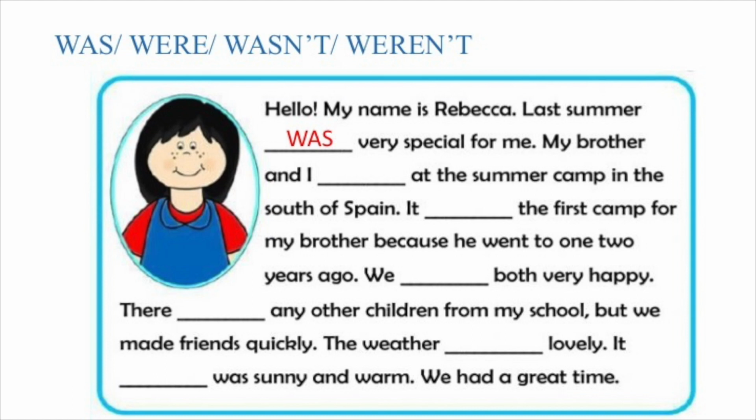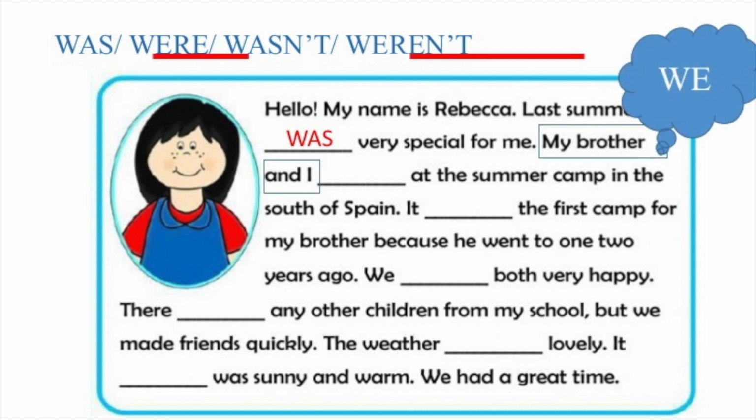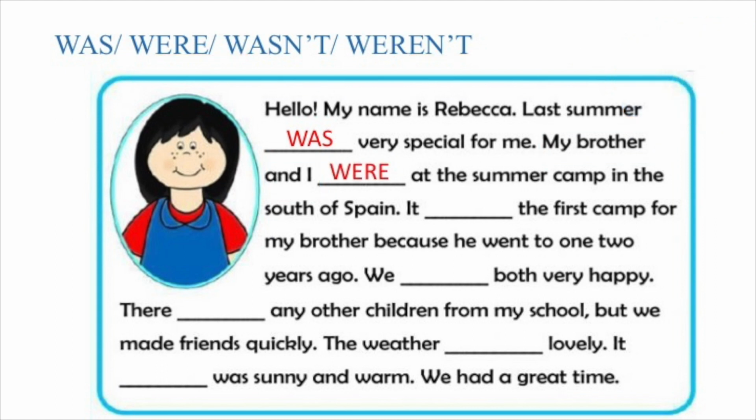My brother and I. Okay. Now remember, my brother and I, plural. My brother and I were. Because it's more than one person, we don't use was. We will use we were at the summer camp in the south of Spain.